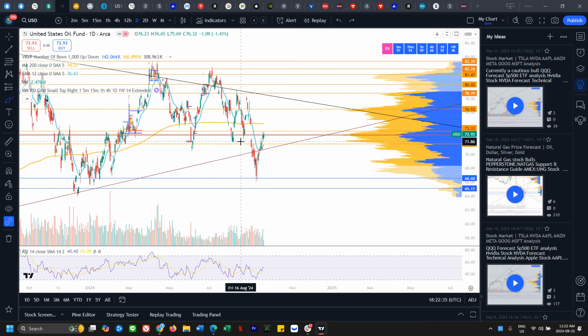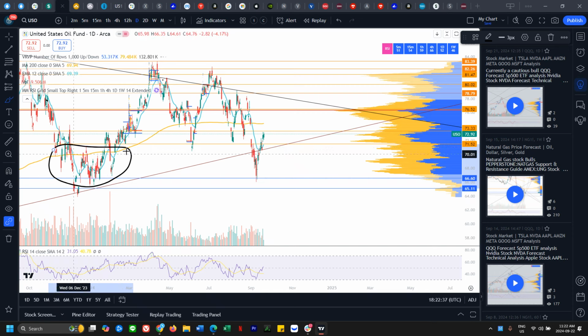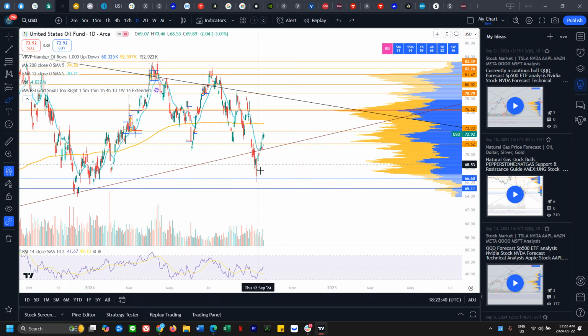And for you bears, break back below around this 71.36, which is the high of this structure. Got to break below that for any more convincing move on the downside.